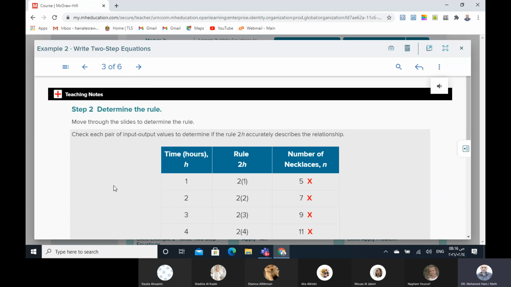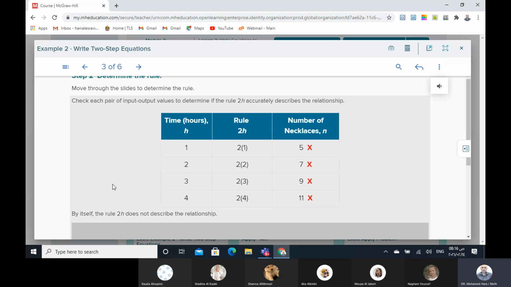The second step, determine the rule. We want to know the rule. So as you see here, this is 1. 2 times 1, is it equal to 5? No. Here 2. 2 times 2, if the rule is 2h, is it equal to 7? No. Here you have 3. Is 2 times 3 equal to 9? No, this is wrong. So this is not the right rule.